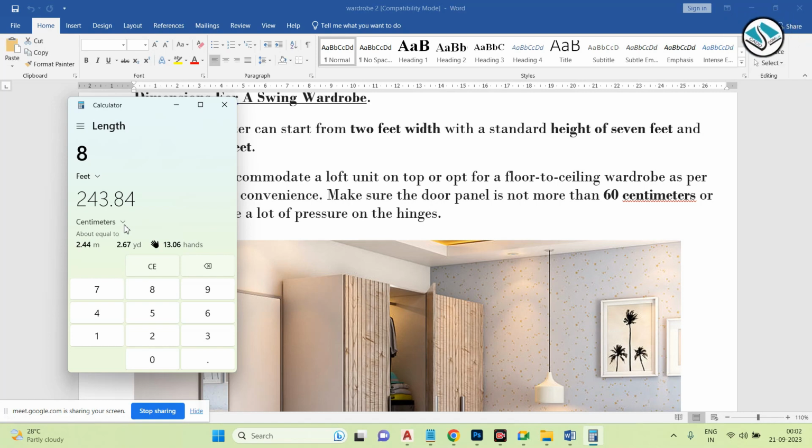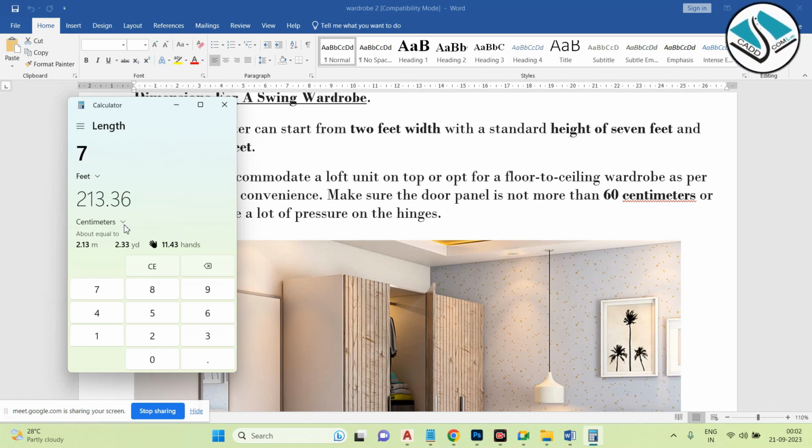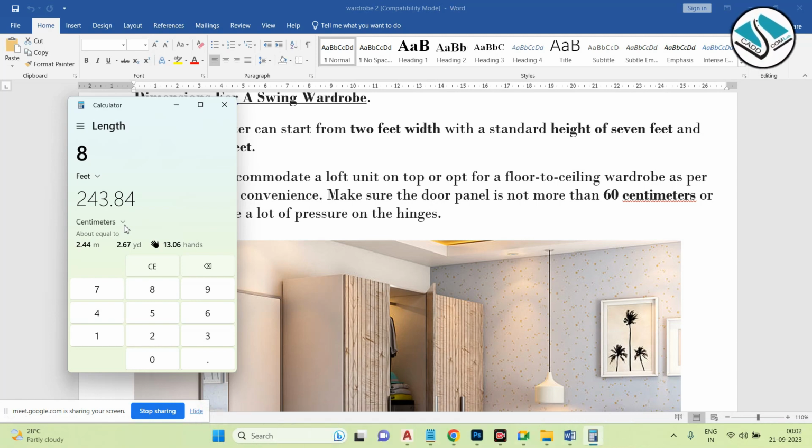Second point, it also depends on the client requirement. Mostly we use the standard height of 213. If any client wants to increase the height of the wardrobe, then you can increase it, but on the basis of the ceiling height. If the ceiling height is 8 feet, like 243, then you can measure up to the ceiling. So it's not an issue. You can increase to any size, depending on the conditions of the area and the requirement.